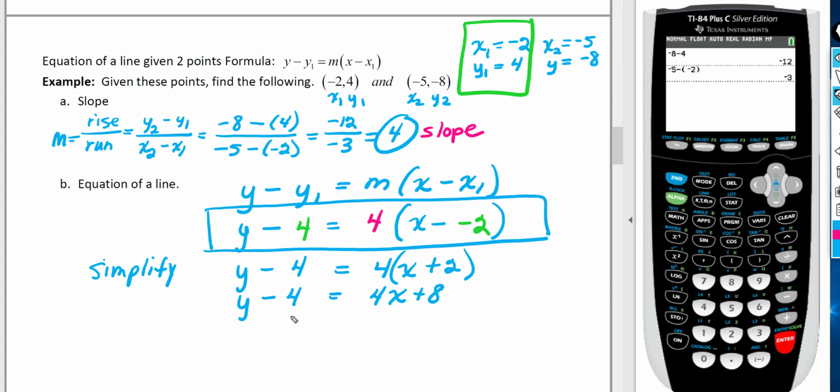I can go ahead and add 4 to both sides to get y by itself. And so I'm going to have y equals 4x, and then 8 plus 4 is 12. So the first one is called standard form, and the second one's called slope-intercept form.